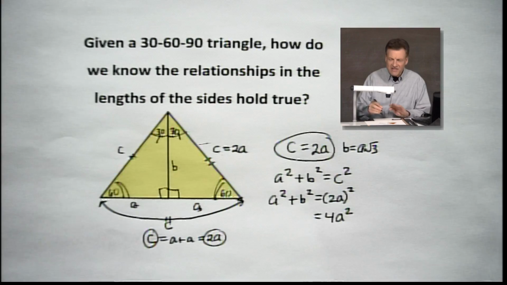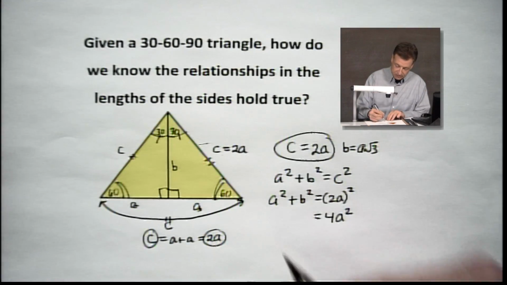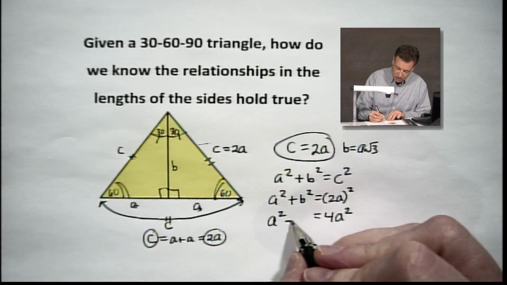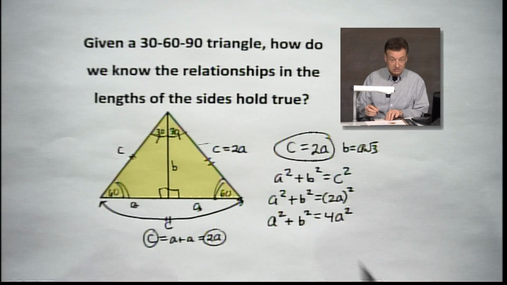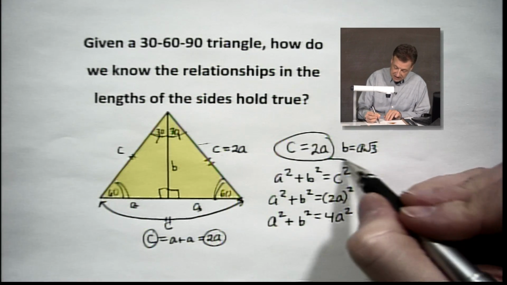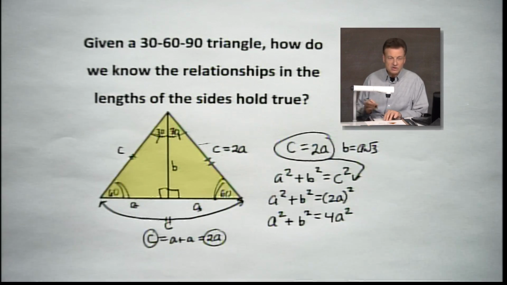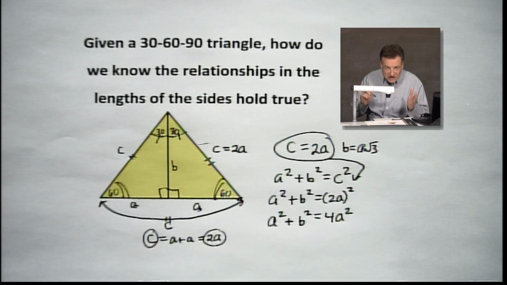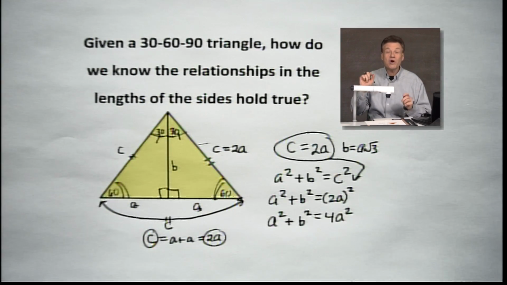Now over on the left, nothing's happening yet. We got A squared plus B squared equals 4A squared. Does everybody see that? We basically did a nice little replacement, a substitution. We've already figured out C equals 2A. No matter how we stack it, it's equal to 2A. So, we're going to figure out what is B.